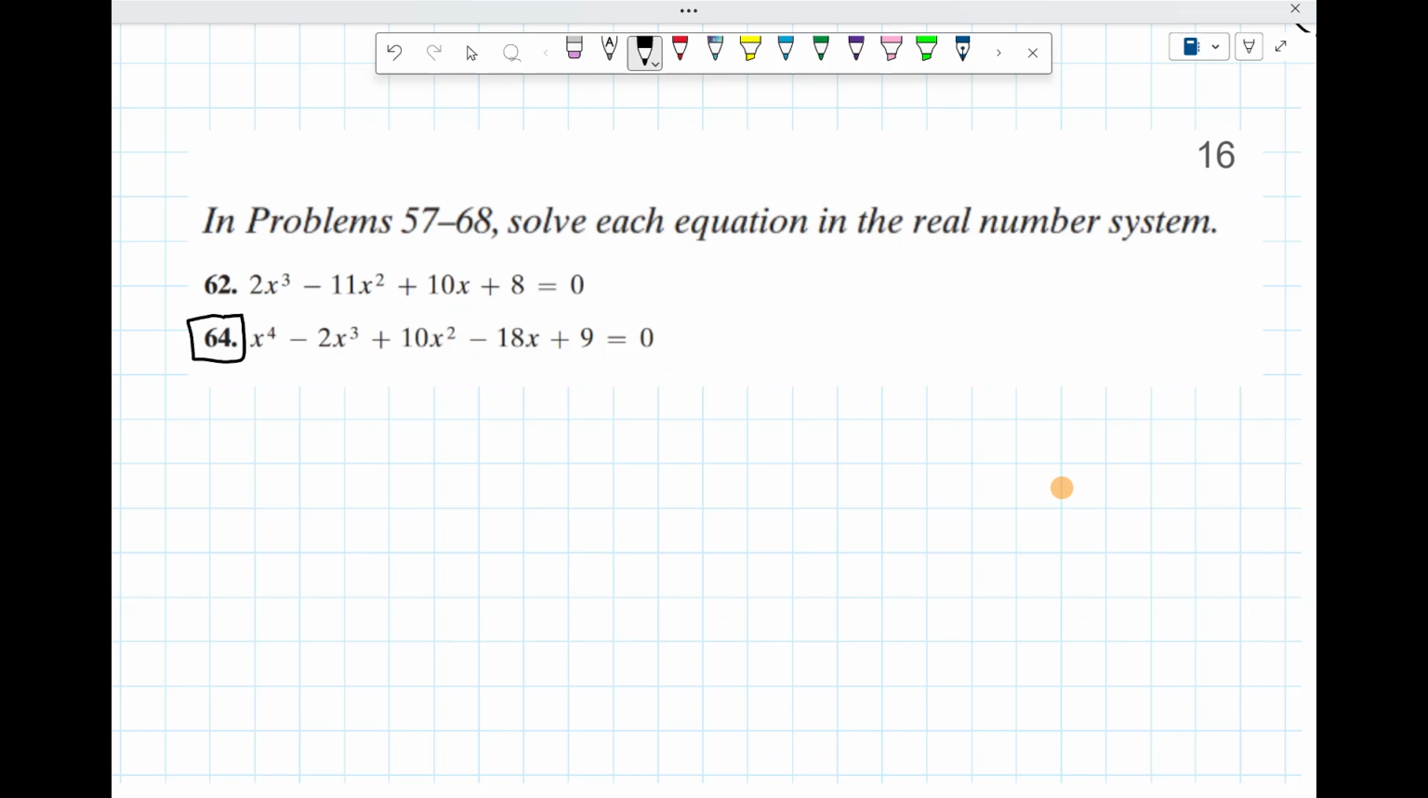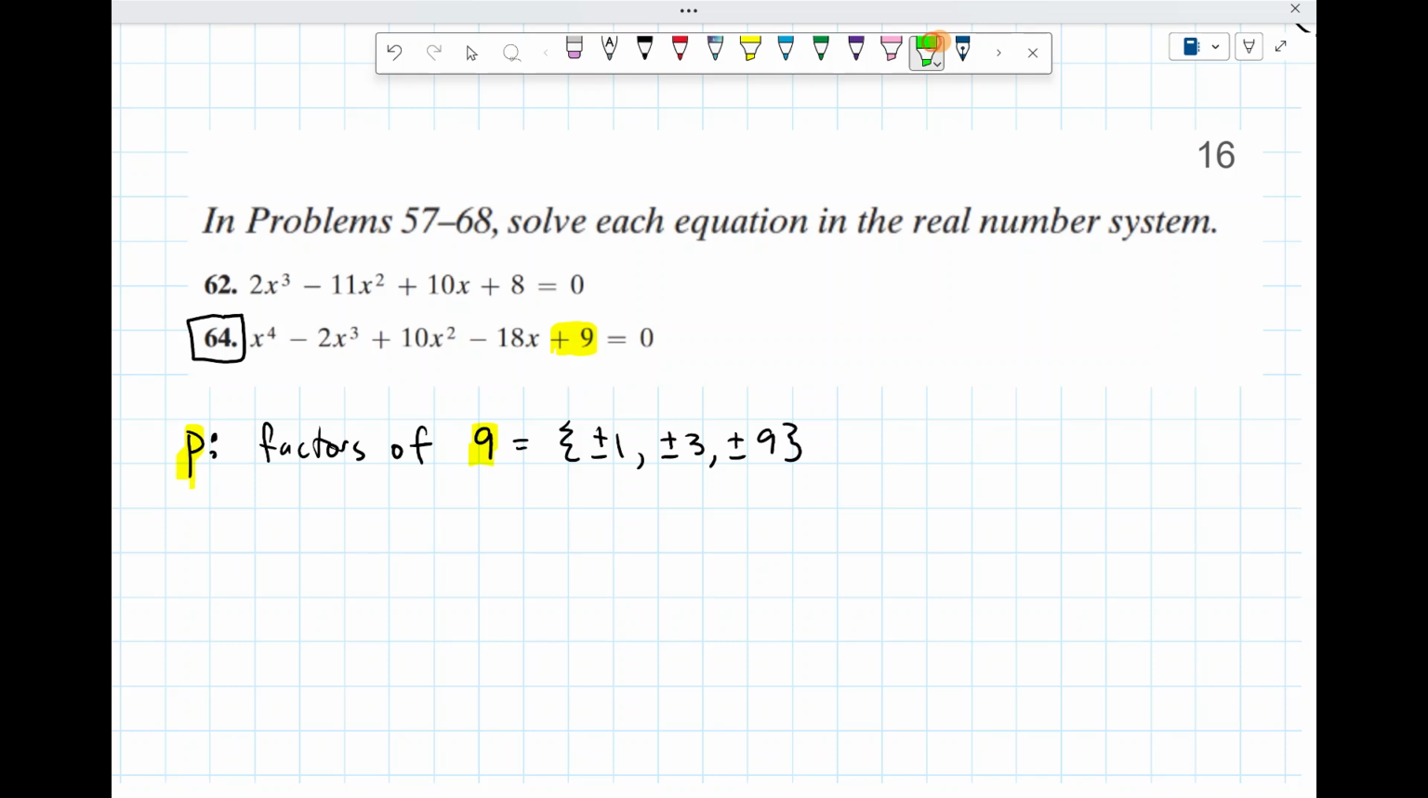So, first, we are going to find all of the factors of the constant term. And these are equal to, the factors of 9 are plus or minus 1, plus or minus 3, and plus or minus 9.